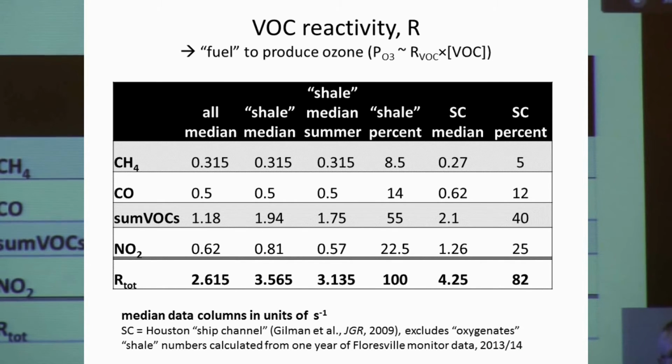What you can observe is that if I take all year-round values, I get a maximum for the reactivity of volatile organics, third row here, of 1.94, which is a little bit lower in the summer. Not too surprising, given that some of the hydrocarbons will react before they get to Floresville. So some of that has been lost.